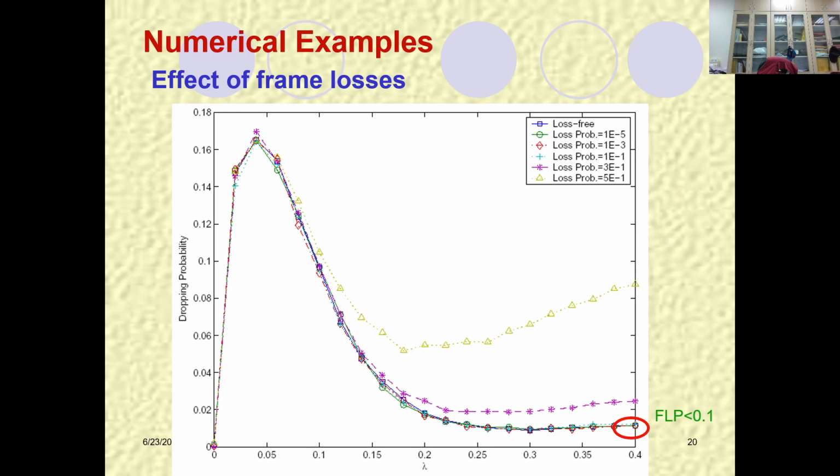Well, how about this one? We have the frame loss probability. Maybe not the same as BER, but we can find that when we exceed different arrival rates, we then have observable dropping probabilities.